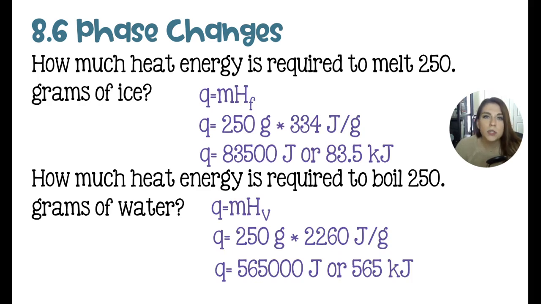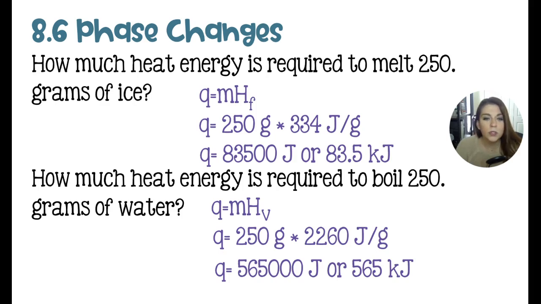For melting, we would use the equation Q equals mHF. HF is the heat of fusion. That little f is just describing the type of heat. So our mass, m, is 250 grams, and we would multiply that by the constant, the heat of fusion for water, which is 334 joules per gram. Multiply that out, and we would be left with 83,500 joules, or 83.5 kilojoules.